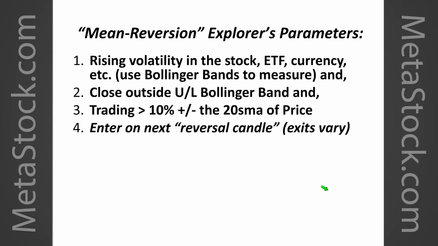And then lastly, our entry is on the very next day if and only if we have some sort of a reversal candle. By reversal candle, generally we mean a candle that is moving in the opposite direction of the dominant trend that took it outside the Bollinger Band. So if the stock is way below the lower Bollinger Band, we're looking for a green candle, or maybe something like a hammer candle, or even a doji candle that closes in the upper third or so of the candlestick. We're looking for something that looks like a bullish reversal. The easiest way to do that is simply to look for a candle that has the close higher than the open, and to be entering on the close of that day.